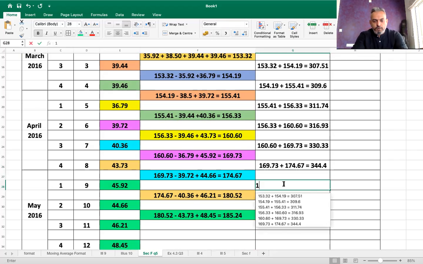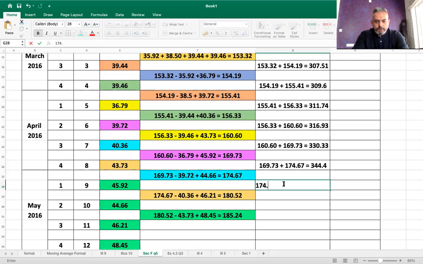Then 174.67 plus 180.52. You also please write this and do it. Don't do it directly on the calculator, because if there is an error, you will not come to know. So let it be a bit time consuming, because this can come for 5 marks. 355.19.